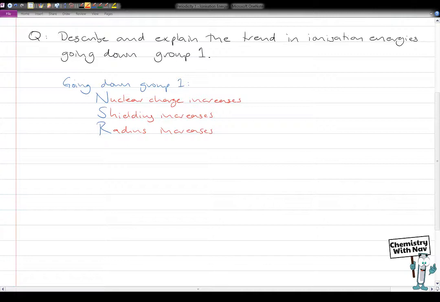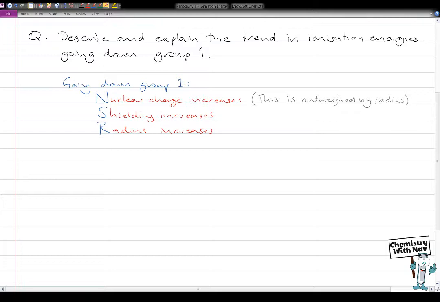The nuclear charge does increase because as you're going down group 1 you have an increase in the number of protons. But this is outweighed by the radius increase, because as you move things much further apart, the distance between them, the attraction, is going to fall off very quickly. The shielding will increase because there are now more shells between the outer electrons and the nucleus, and the radius increases because there are more electron shells.